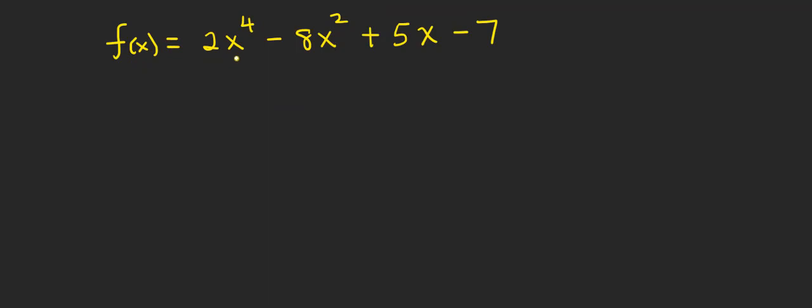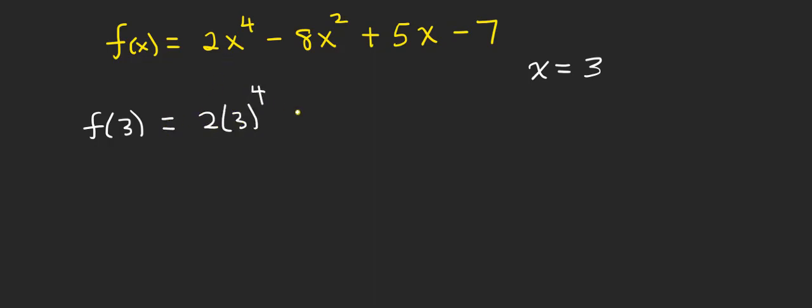Now we have f of x equals 2x to the fourth minus 8x squared plus 5x minus 7. What if they want you to evaluate when x equals 3? All you need to do is find f of 3. So this means when x equals 3, the y value is f of 3. That's what f of 3 means. In order to evaluate, we have to substitute 3 for x.